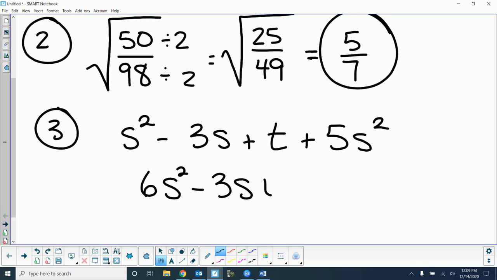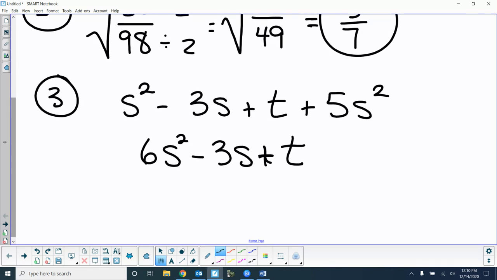Oops. You get plus t. Okay. Just how it came up, a little scribbled on the paper, I couldn't tell it. Well, just look close. I did put t though.